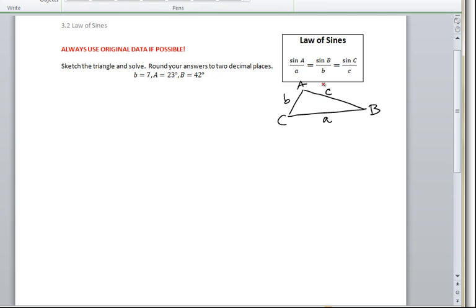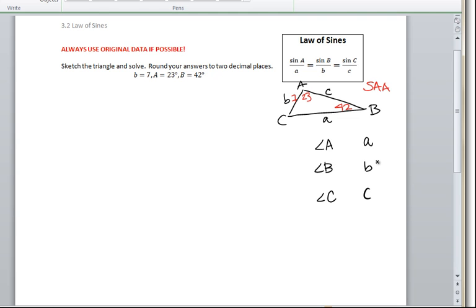Okay, so I'm given that side B is equal to 7, and that angle A is 23 degrees, and angle B is 42 degrees. So this looks like I have a side angle, right? And so that's okay, and that means that we'll have one solution. We don't have to worry about the ambiguous case. So I'm going to make a little table over here like we did in the previous chapter, where you have angle A, angle B, angle C, side A, side B, and side C.